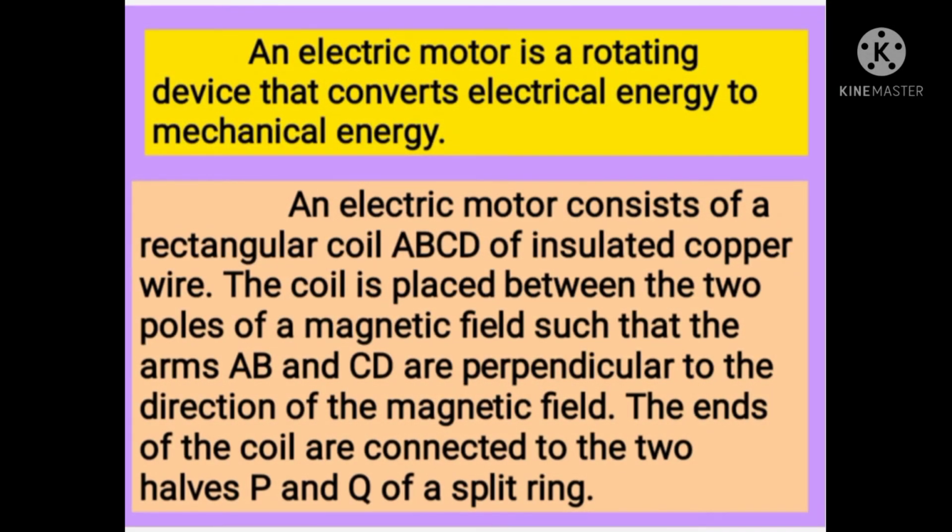So, an electric motor is a rotating device that converts electrical energy to mechanical energy. An electric motor consists of a rectangular coil ABCD of insulated copper wire. The coil is placed between the two poles of a magnetic field such that the arms AB and CD are perpendicular to the direction of the magnetic field. The ends of the coil are connected to the two halves P and Q of a split ring.